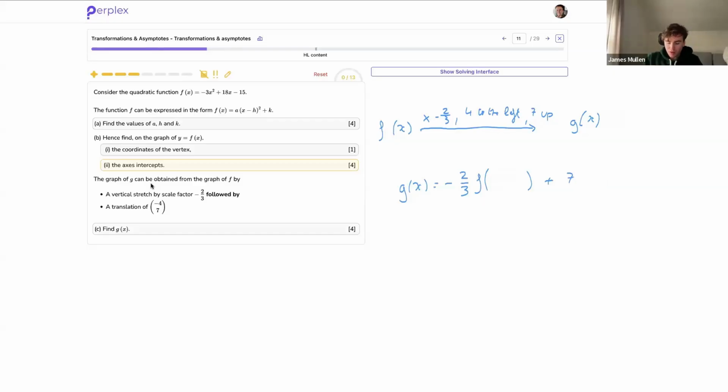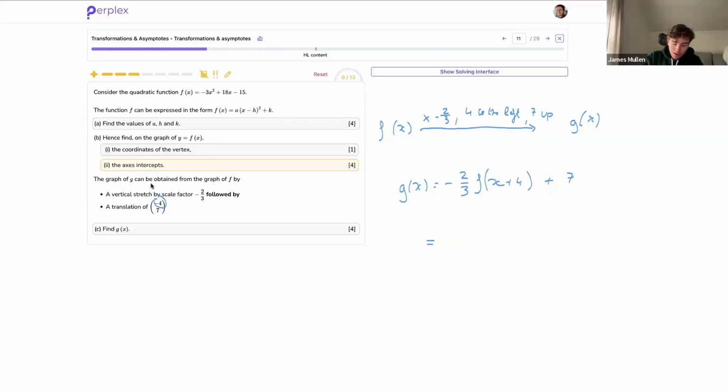The only question is what happens to get a horizontal translation of 4 units to the left. If I have a minus 4 here, then I'm doing x minus minus 4 inside the brackets, so x plus 4 inside the brackets. And therefore, that is the expression of g in terms of f, but I don't want g in terms of f, I want just g.